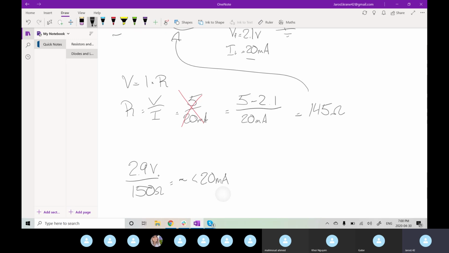Because if you were to drop it to 140 ohms, we would get something just slightly over 20 milliamps, and then you're able to possibly damage your device, the LED, that way.